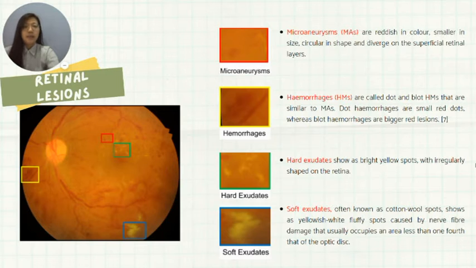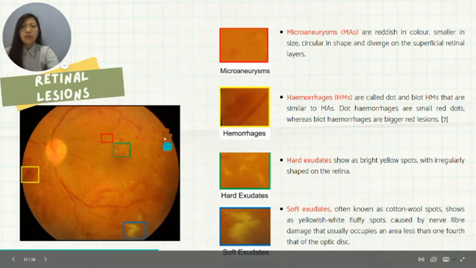The hard exudate is a bright yellow spot with irregular shape on the retina. Meanwhile, the soft exudate, often known as a cotton wool spot, is a yellowish white fluffy spot caused by nerve fiber damage that usually occupies an area less than 1/4 of the optic disc.